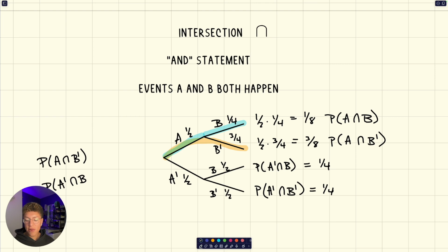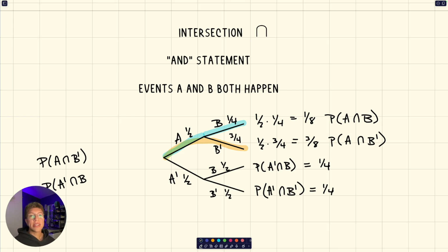So tree diagrams are really simple, I think, for intersections. And they make a lot of sense visually compared to Venn diagrams because we're asking the question, where do both of these things happen? And we say, oh, we have to follow the path where both events occur or don't occur. And that gives us all 4 possibilities for the intersection.